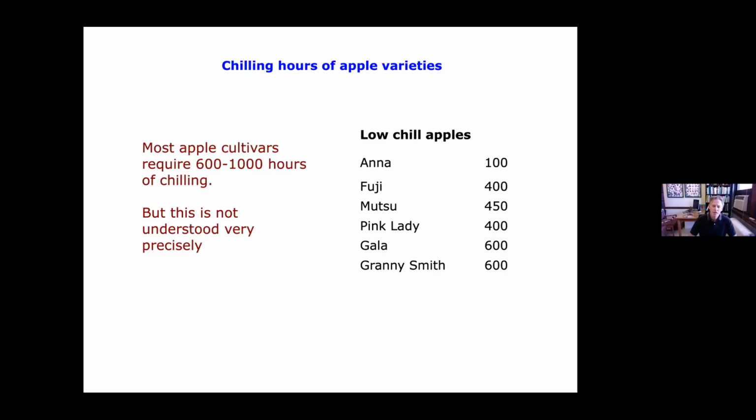And so some apples require only a few chilling hours to grow. That would be the case for some of these apples like Anna, Fuji, Mutsu, Pink Lady, pretty low chilling hours. But most of the varieties that you grow require between 600 and 1,000 hours of chilling. It's not understood very precisely, but most of them are in sort of this window.